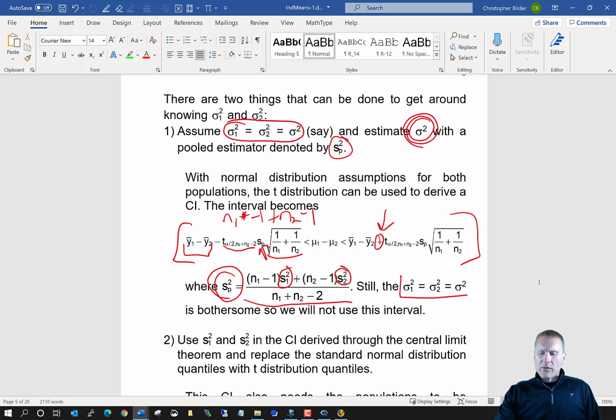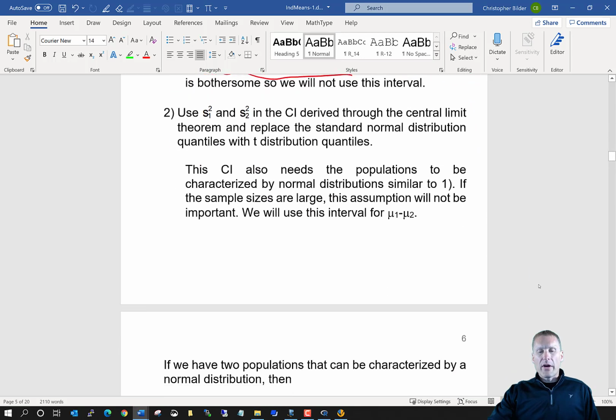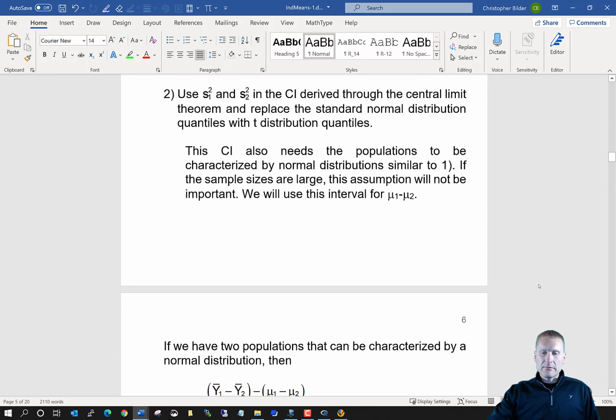But we will not use this expression either because in some situations the variance will be equal, but in other situations it may not. So let's be more general, and we're going to go with option number 2 here. So what we can do is, again, come up with the sample variance from sample 1, come up with the sample variance for sample 2, where we don't have this equality assumption, and we can work with that to come up with a confidence interval.